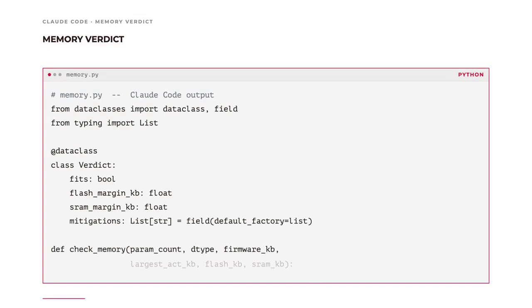Weight memory is params times bytes per param. int8 is 1 byte, FP32 is 4. SRAM is driven by the largest single activation, not the sum, because only one layer is live at a time. The verdict separates the two margins and names a different mitigation for each.